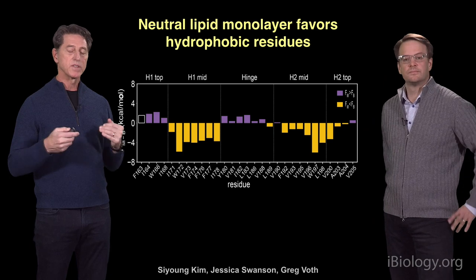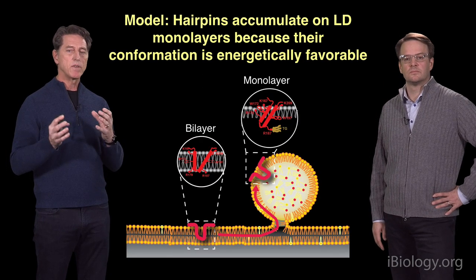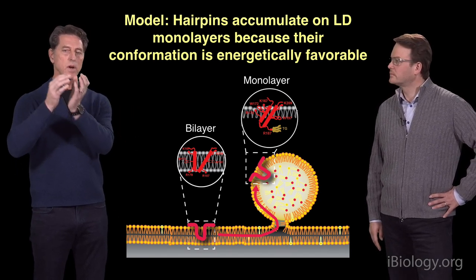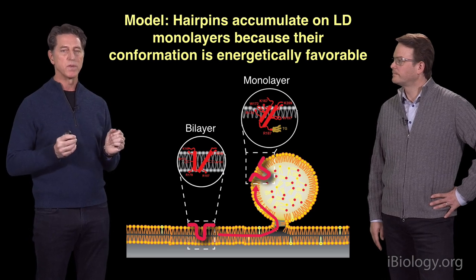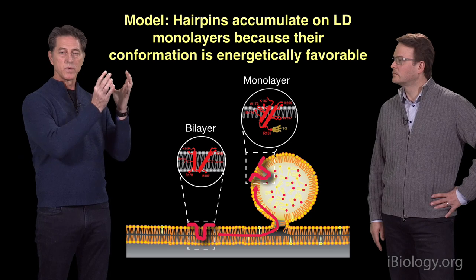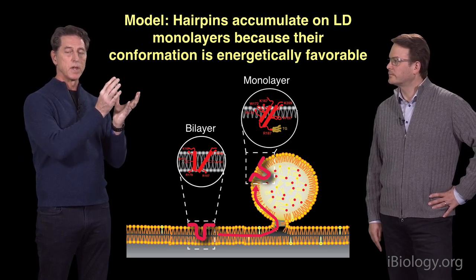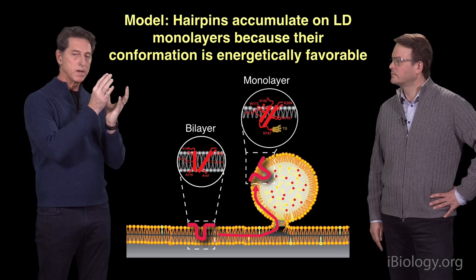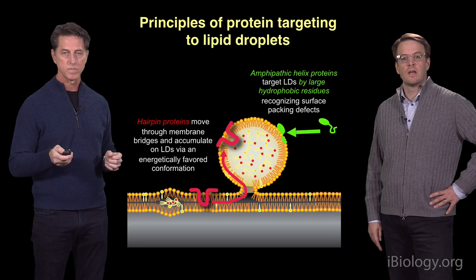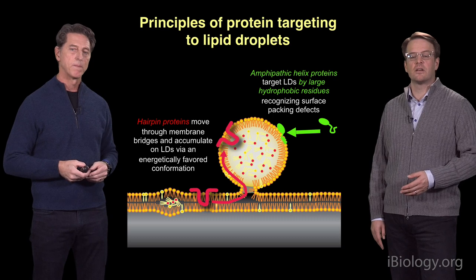And so this gives rise to a model, which again requires further testing, that part of the driving force for the accumulation of such hairpin proteins from the ER to the lipid droplet surface is that conformational changes allow them, when they reach the droplet surface, to achieve a lower free energy state and become stabilized there, where there's an energy barrier for going back to the endoplasmic reticulum. So in summary, we told you about two pathways, how proteins can get targeted to lipid droplets.